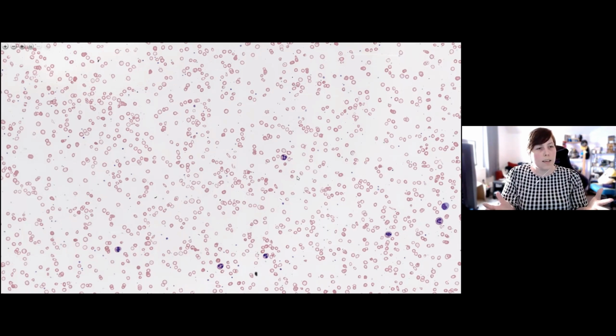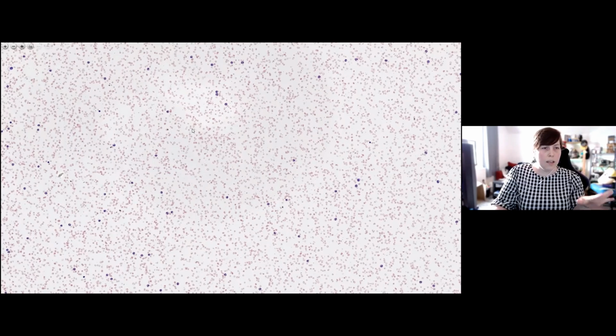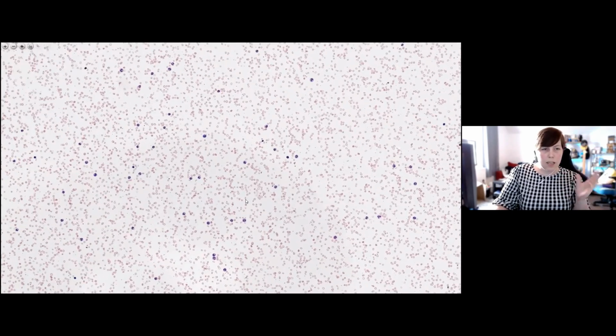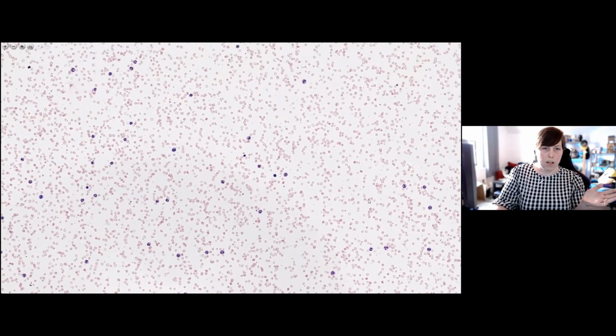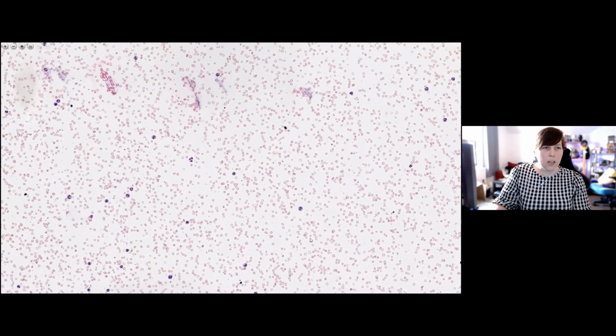All of those things can be present in numerous different types of diseases, but I find they're easier to look for on low power. So zooming out a little bit, I'm looking for any of those types of things I just mentioned. I'm not seeing any agglutination where cells are clumping together in large groups. And it doesn't look like there's increased rouleau.